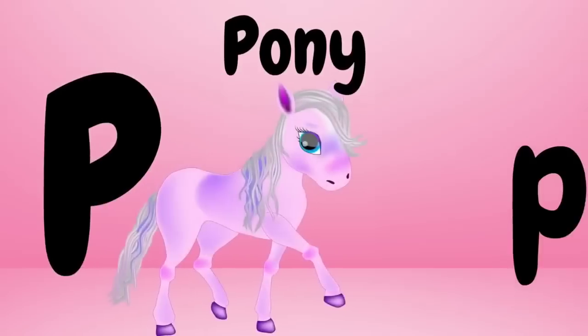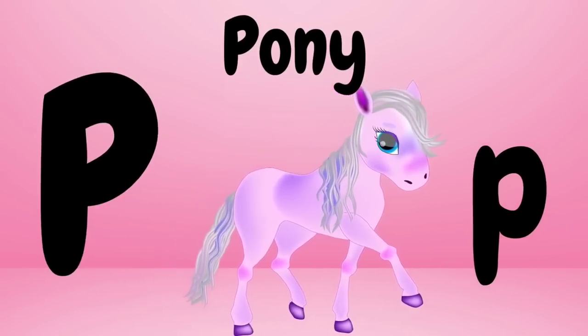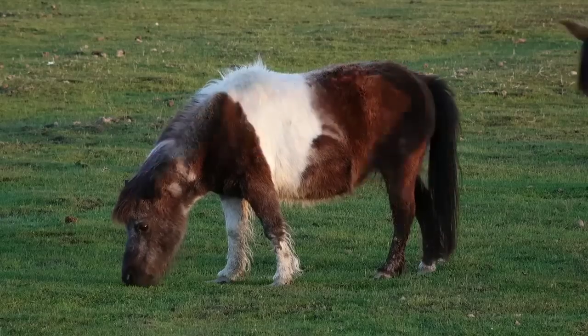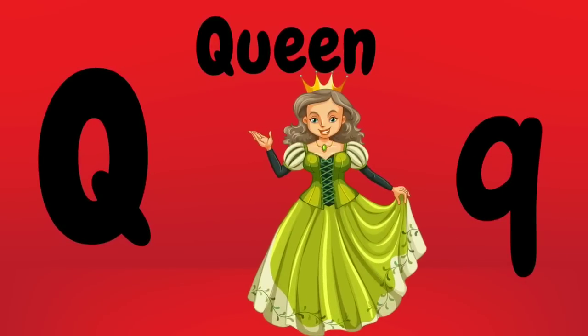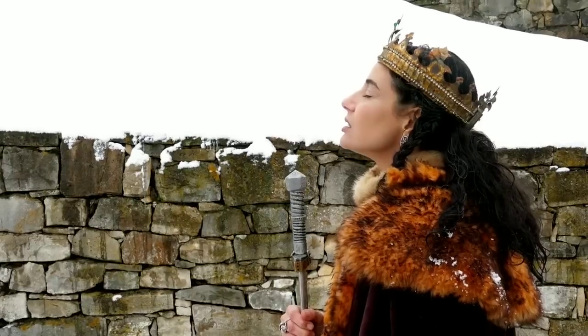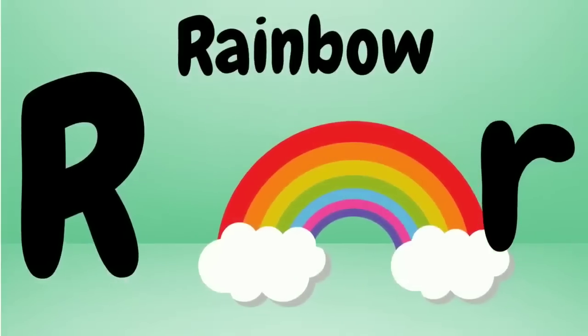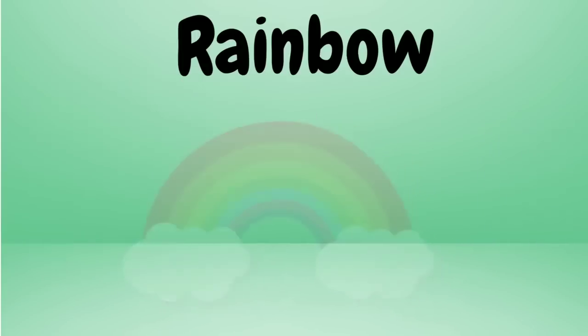P is for pony, pony, pony. This is a pony. Q is for queen, queen, queen. This is a queen. R is for rainbow, rainbow, rainbow. This is a rainbow.